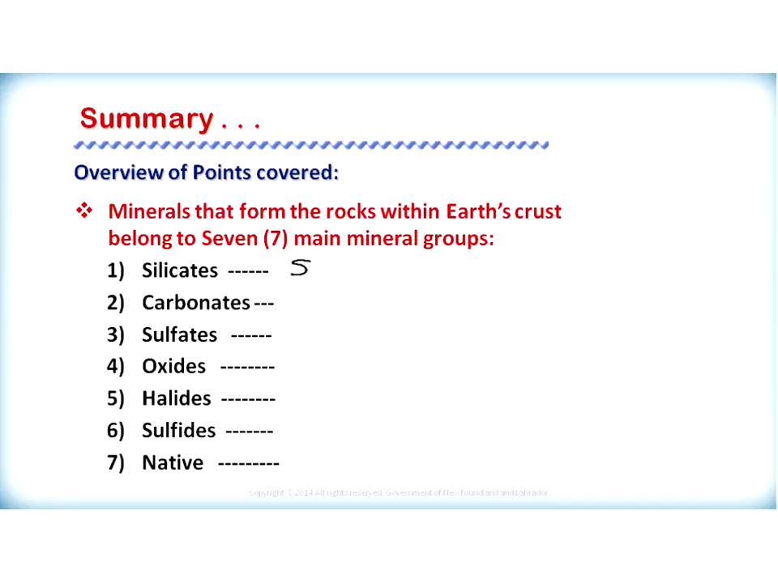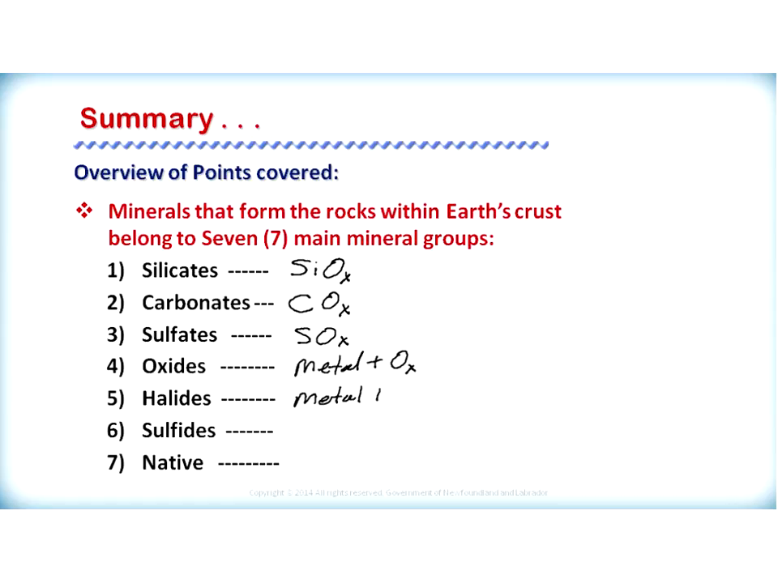In summary, let's look at the overview of the points covered. Minerals that form from rocks of the Earth's crust belong to 7 main mineral groups. If you look at the silicate minerals, all silicate minerals will have in common silica and oxygen. So if you have some form of silica and oxygen in the chemical formula, they fall into the silicate mineral group. Carbonates will have carbon and an oxygen group. Sulfates, sulfur with an oxygen group.